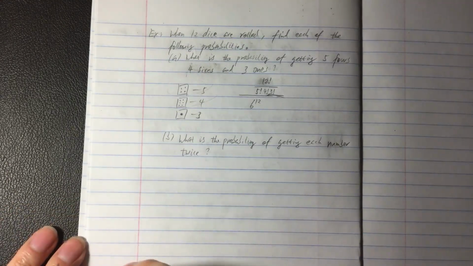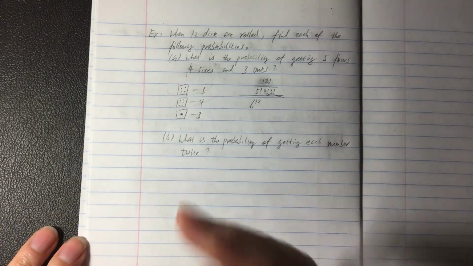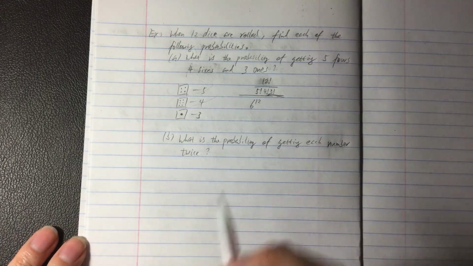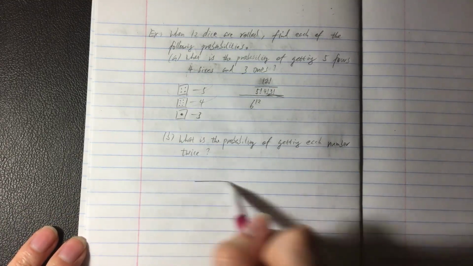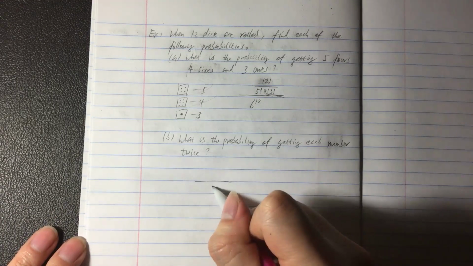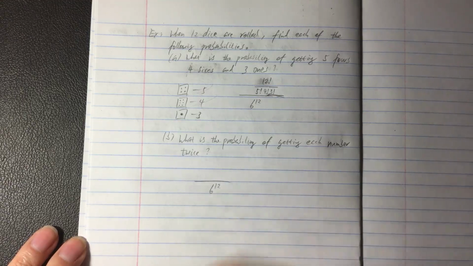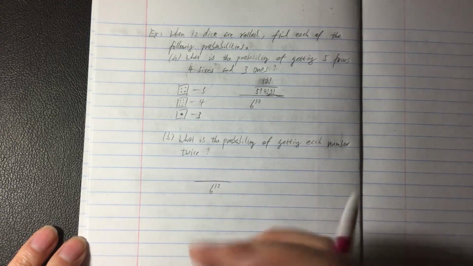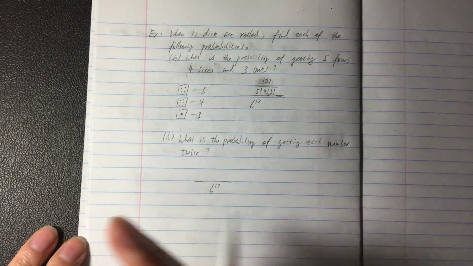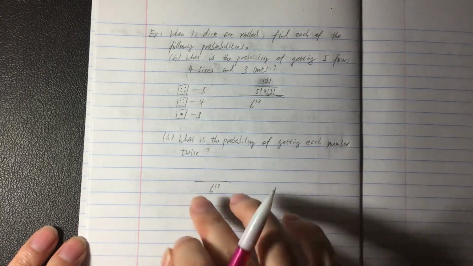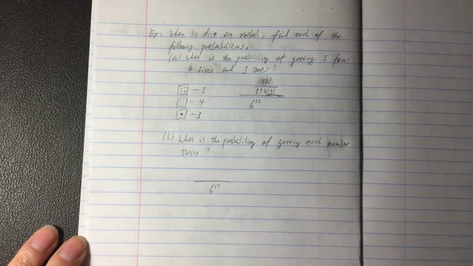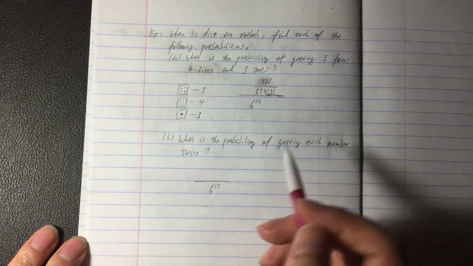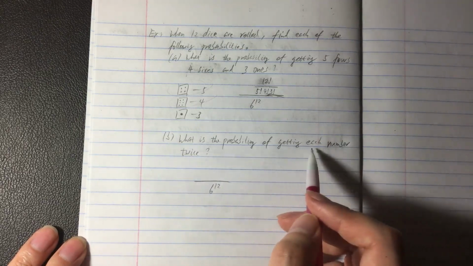For probability, always use the formula: number of favorable outcomes divided by number of all possible outcomes. The number of all possible outcomes here is 6 to the power 12. When we roll 12 dice, every die has 6 outcomes, so 6 times 6, 12 times, is 6 to the power of 12. That's the denominator.